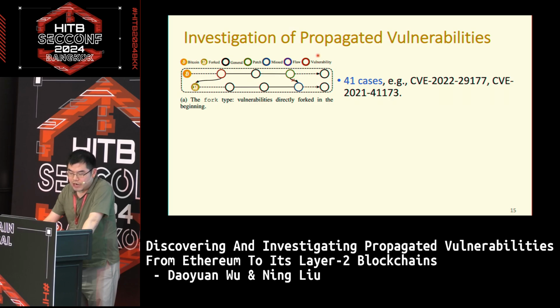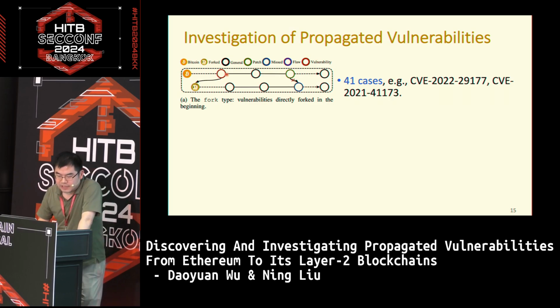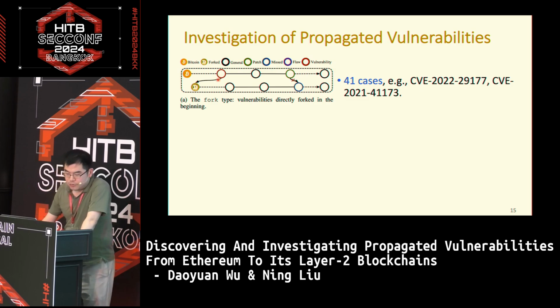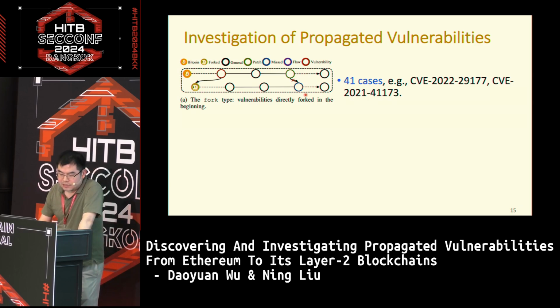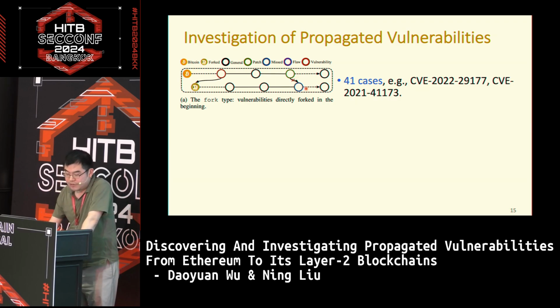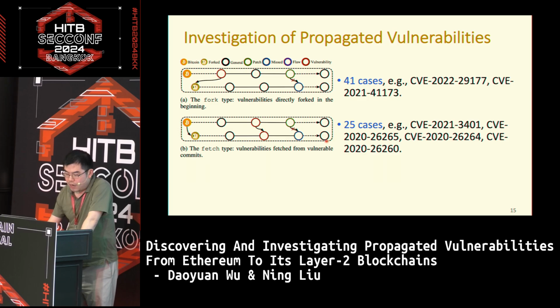Here the red circle means this is a vulnerable commit. Then you see this commit is already propagated into the layer 2 network, but the patch is only released later, after the fork. But this layer 2 network didn't timely fetch the patch commits. So this is the one case.